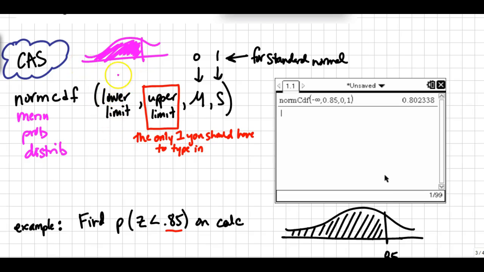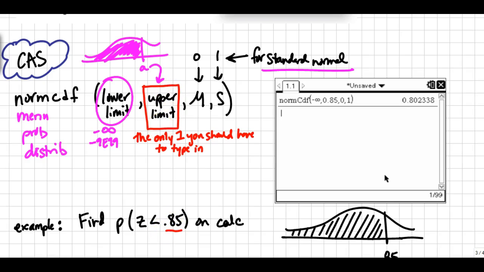The calculator will automatically fill in the lower limit for you, usually with either -infinity or that number in scientific notation, which is probably going to be -9e99 or something like that. That number just means negative really small or -infinity. The upper limit is the number that you're looking for, usually that A value, and usually that'll be the only number that you'll need to worry about. The other two numbers are the mu and the standard deviation. Since we're working with standard normal today, we want those numbers to be 0 and 1. There may be instances where we'll type in all four of these numbers, but for the most part in 11.2, we're just going to type in that upper limit.